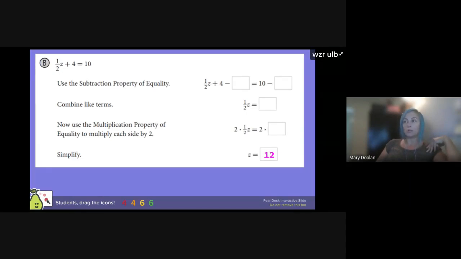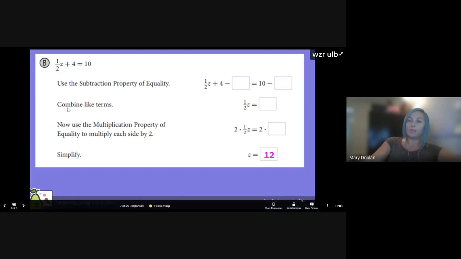What would I want to subtract from both sides? What's going to help me solve this equation? Do I want to subtract 4 from both sides? Do I want to subtract 6 from both sides? Do I want to subtract a 4 on the left and a 6 on the right? 6 on the left, a 4 on the right? There's different options. So you're going to drag what you think goes where.